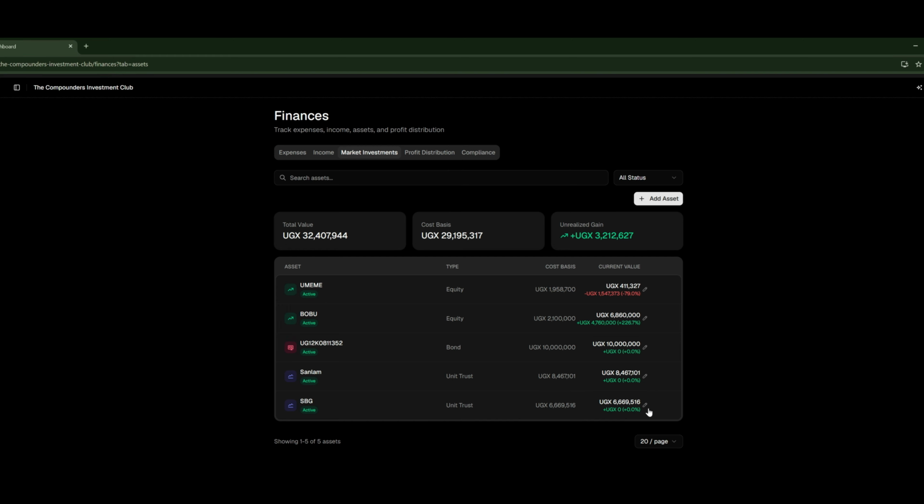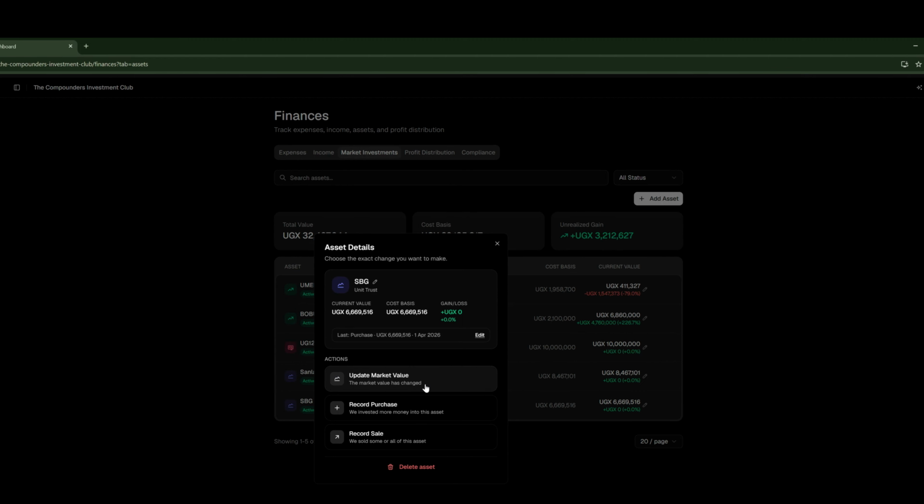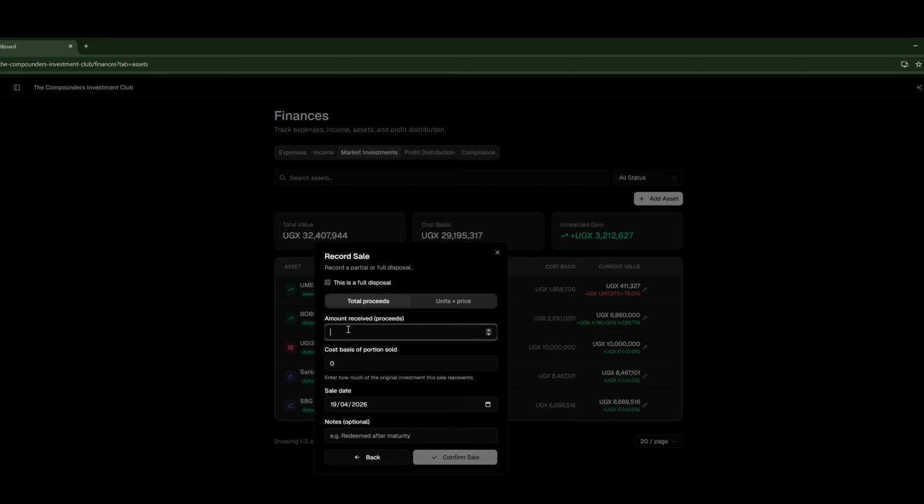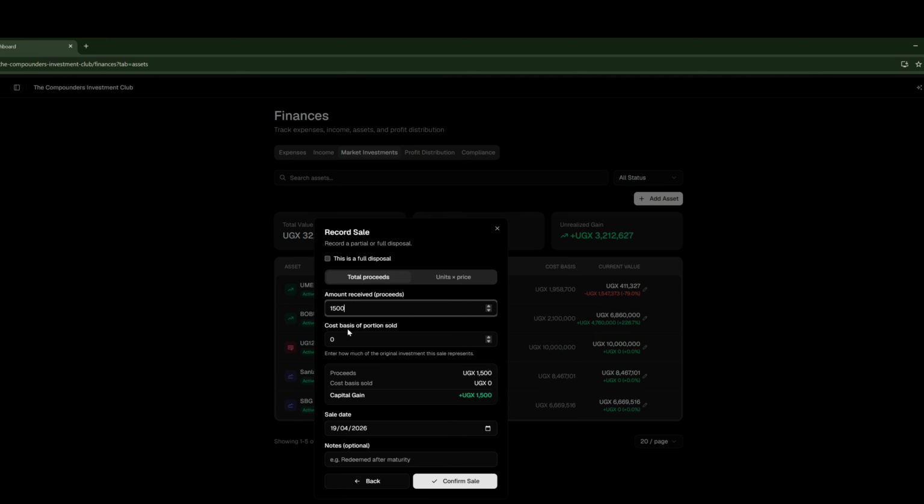So let's say instead of investing more in the unit trust that we withdrew, and that the net withdrawal was 1,500,000 shillings, I'll go to edit asset, and instead of update market value or record purchase, I'll go to record sale. How much we received when we withdrew was 1,500,000. How much did we buy this asset at that we are selling at 1,500,000? Still 1,500,000. We are not making any profit on the sale. And the date is today, so I'll confirm sale.